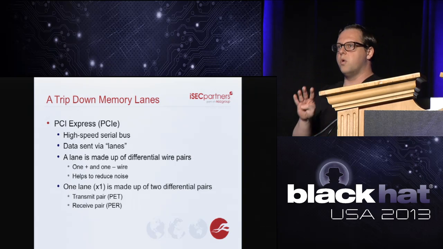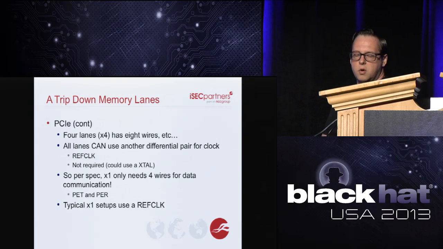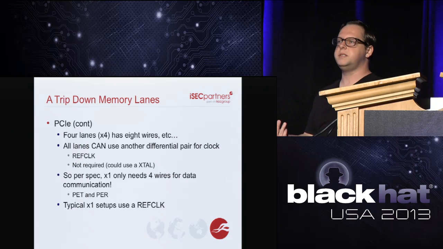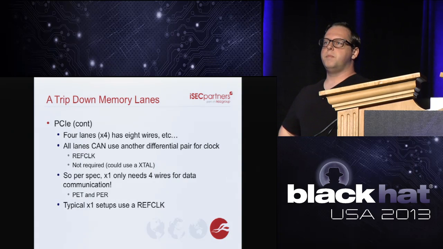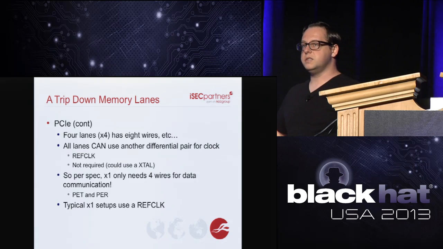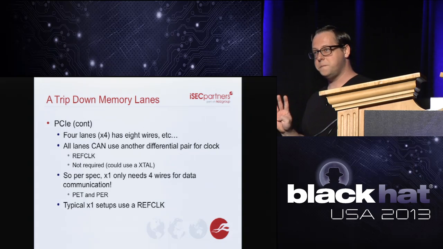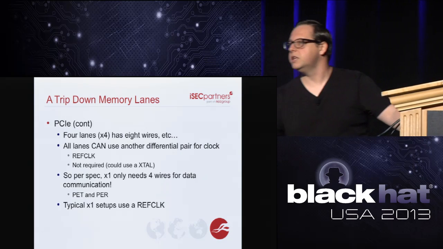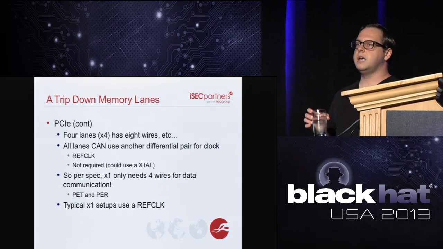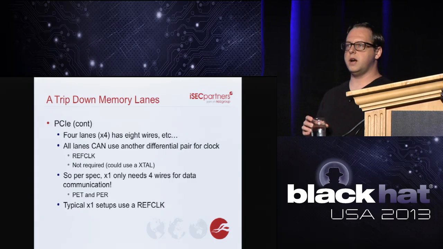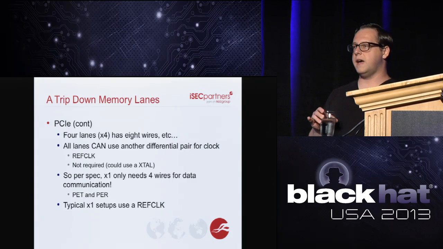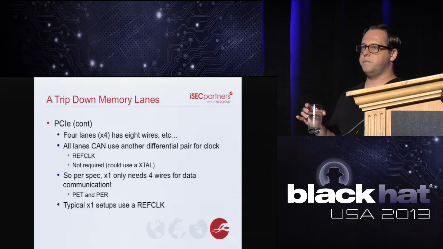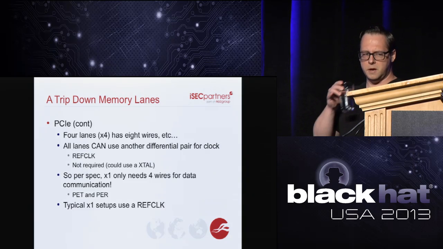So those four lines will make up a single lane, or x1 PCI Express. Per the PCI SIG specification, the minimum amount of wires needed for PCI Express is 4. Single lane PCI Express only needs 4 wires. I thought that was really interesting. A reference clock is optional, it's not required, and you can get away with a 2.5 gigahertz oscillator with plus or minus 300 ppm.